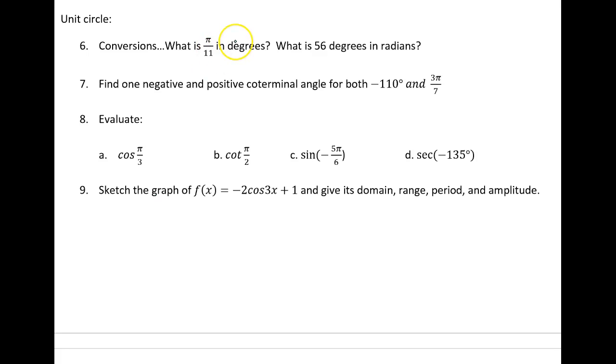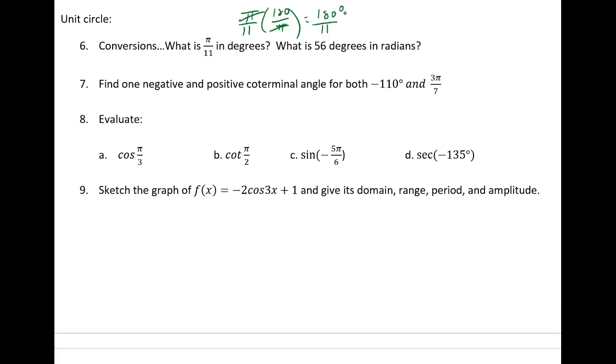If you are given a radian and you have to convert to degrees, all you have to do is multiply by 180 over pi. And then you're just simplifying. These pi's are going to cancel, and so it's 180 over 11, and if that reduces, you can reduce it, and if it doesn't, you do not. So actually, I believe we are done.